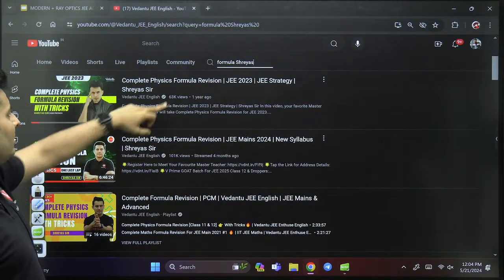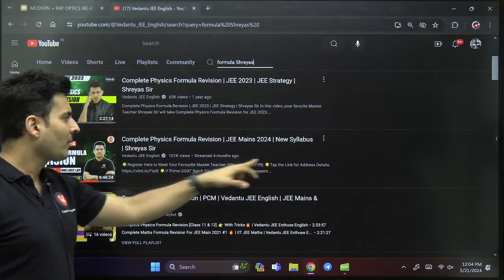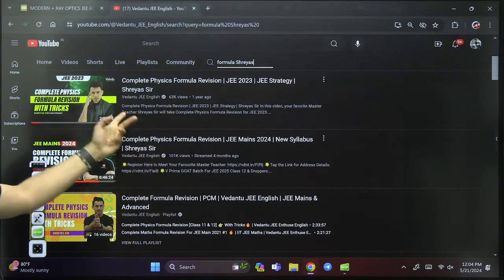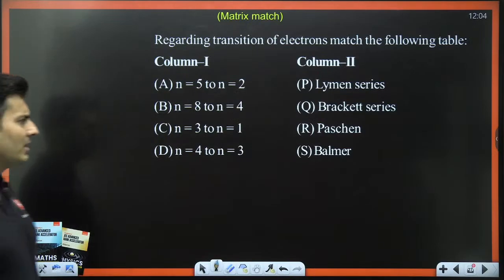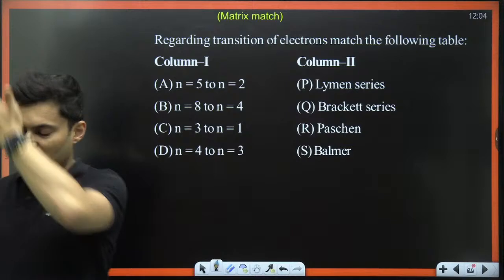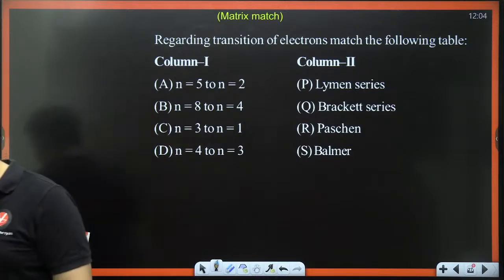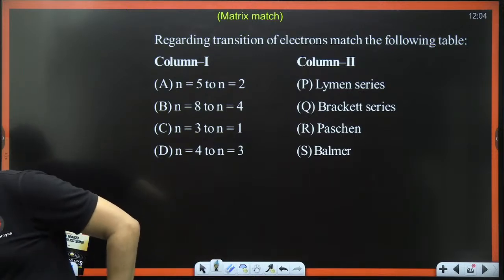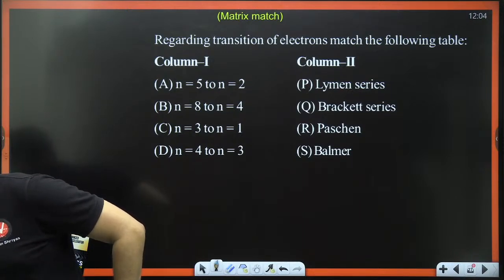This is the old one. This was 1 year ago. This one, okay, 101K views. This is the one which you will see. This also you can use, but that is based on the old syllabus, which is still okay because you still have old syllabus in JEE Advanced. Okay, perfect. Yes, matrix can have multiple answers also.